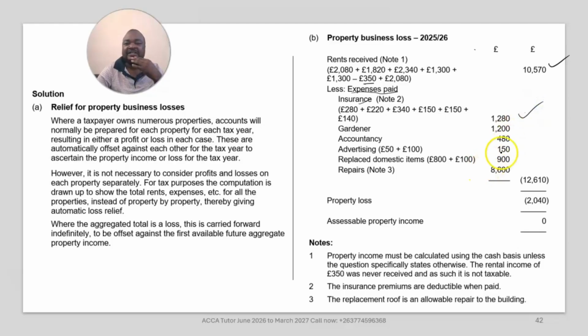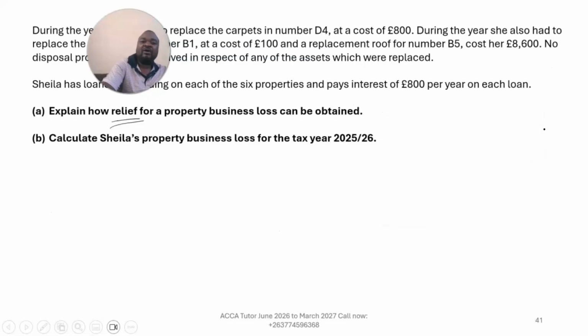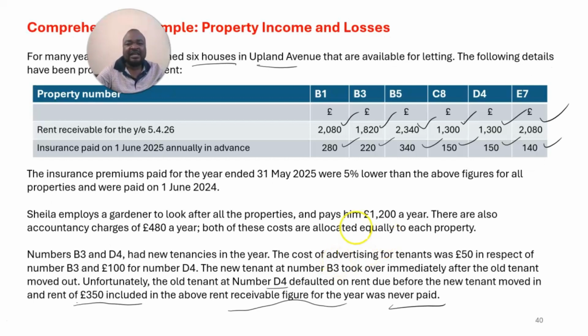So that's the insurance, the gardener's wage, the accountant's fees are allowable, the advertising costs are allowable, then replaced domestic items, the 900 here, the 800 plus 100 are all allowable. But let us revise the wording.